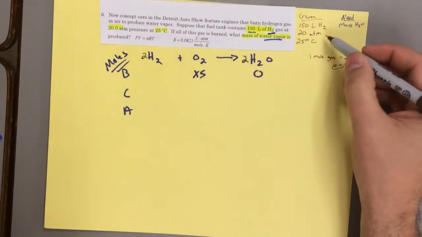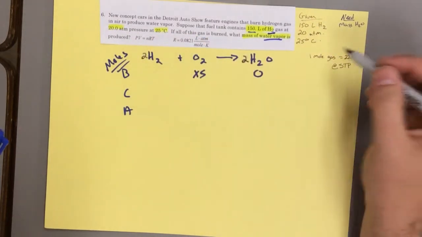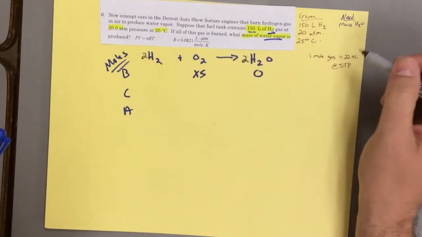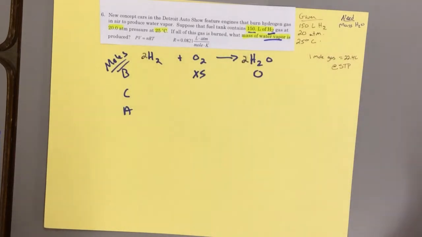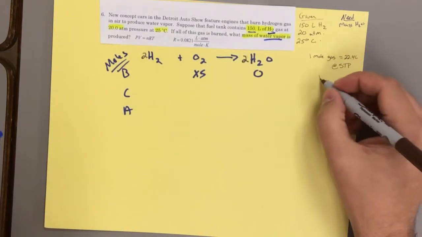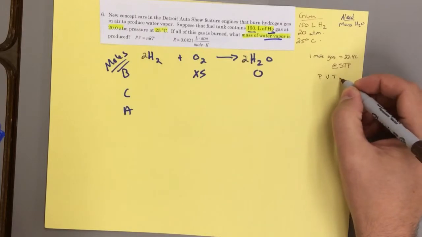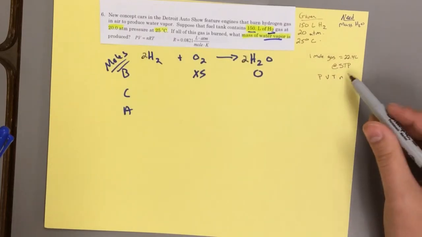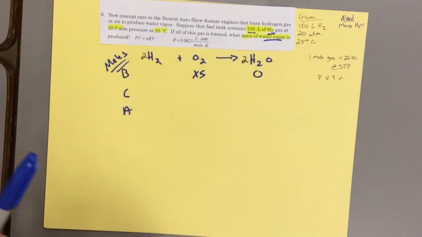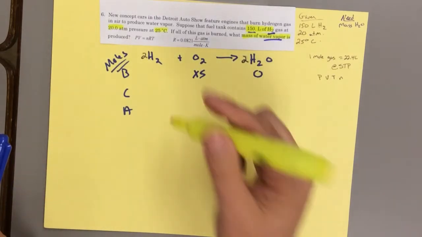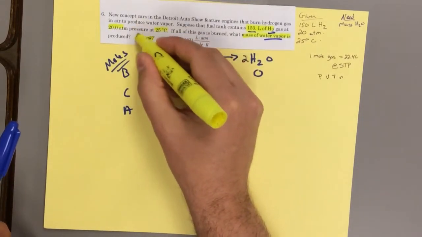And we look at the conditions here at 20 atmospheres and 25 degrees Celsius, that's not a standard temperature and pressure. So we could do a whole other problem here where we use the PVTN tables, and we could figure out exactly what the volume would be at standard temperature and pressure. But we've also learned something new recently that will make our lives a lot easier here.